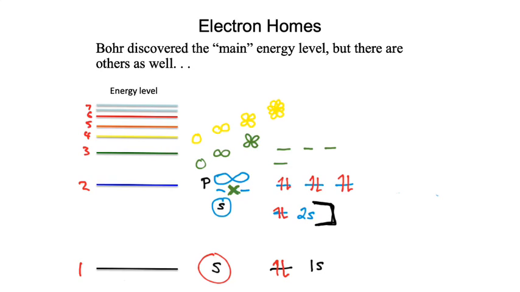How many electrons could I fit into the P-type orbitals? 6. How many columns in the P block? 6. Interesting. That's starting to look like a pattern. Before I potentially get distracted, let me finish. What happens when we move up to the third energy level? We'll have our S, we'll have our P, and then what do we move up to?